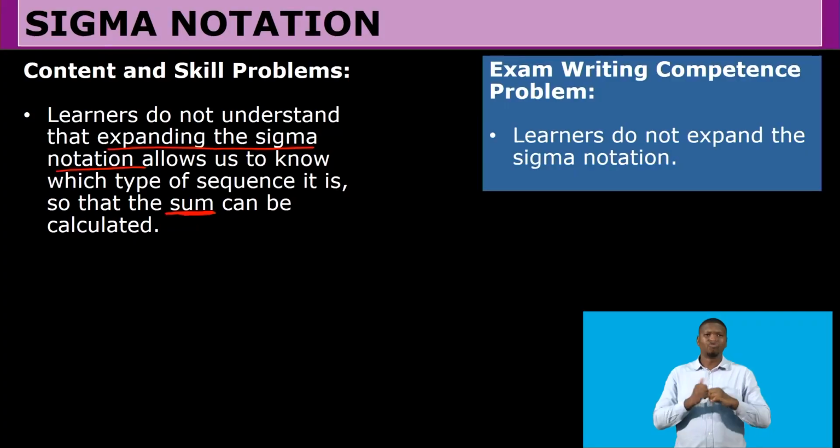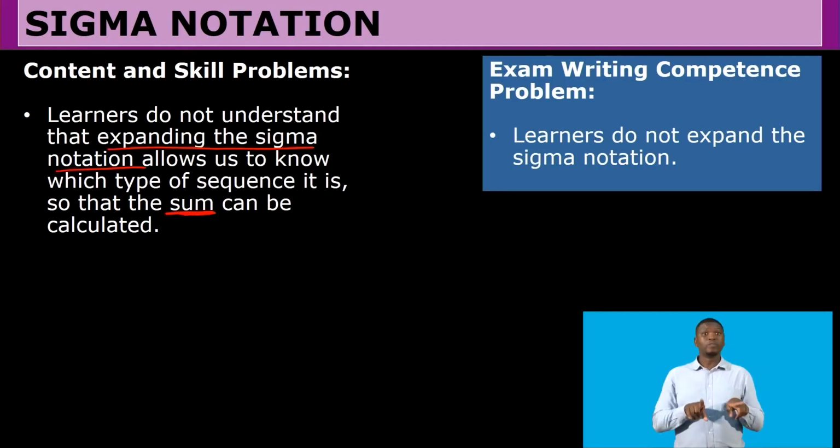Now remember, sigma is just a symbol that is used to represent sum of. So whenever we have a question that has sigma, it means we must calculate the sum of. But we do know that we have the sum of an arithmetic and the sum of a geometric series. So we need to decide which series it's going to be. But the only way we can do that is by expanding that sigma notation.